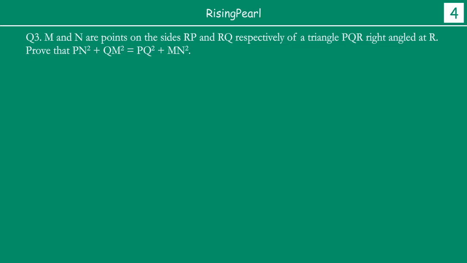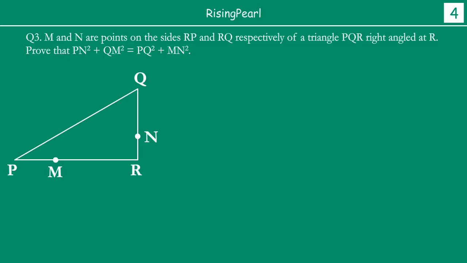Now let's take a look at maybe one final question before we wrap up this presentation. So what we are given, friends, is M and N are points on sides RP and RQ respectively of a triangle PQR right angled at R. So we have not been given any shape, so we have to draw our own shape here. So let us first draw a right angle triangle. So we have drawn a right angle triangle PRQ, right, or PQR, such that it is right angled at R.